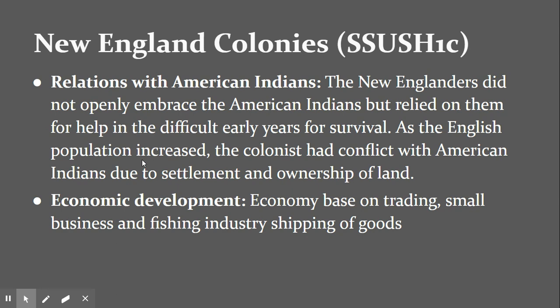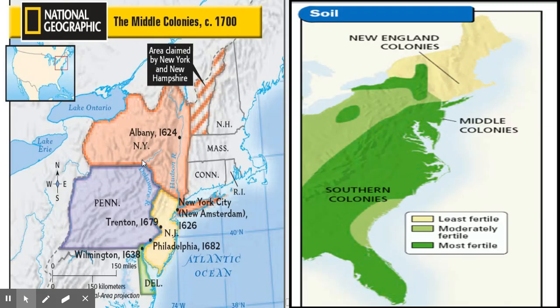So the economic development: the economy was based on trading, small businesses, and the fishing industry with the shipping of goods. Remember, lumber and wood is going to be one of the main trade points that they have, and one of the main things that they can do for positive production with England.